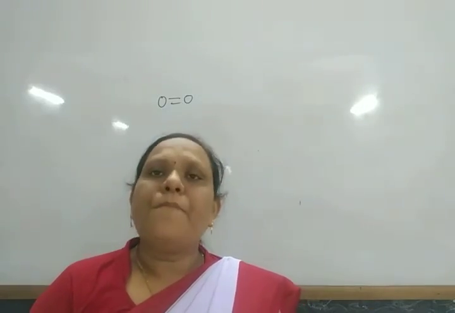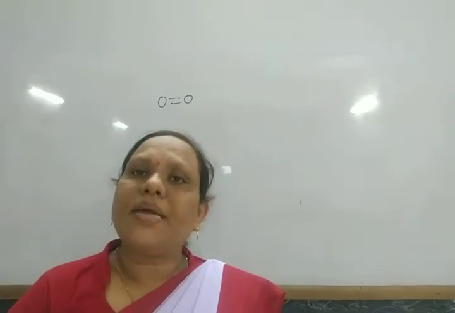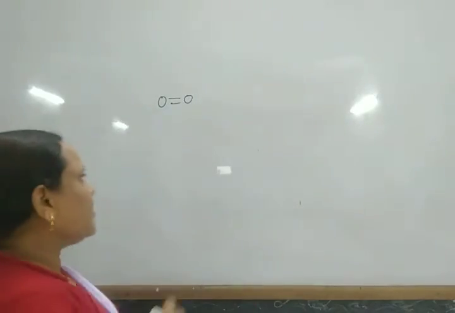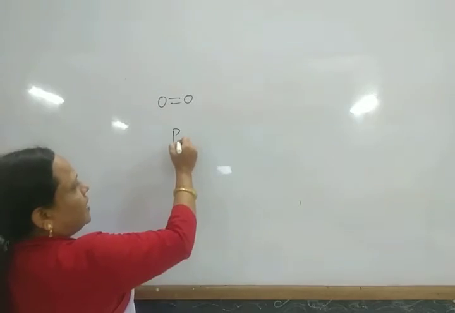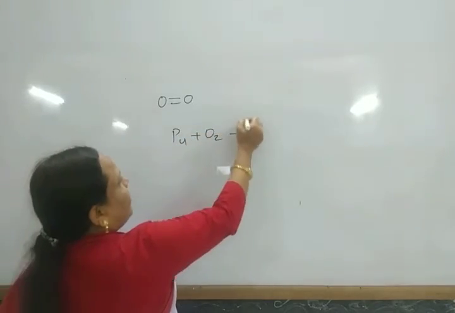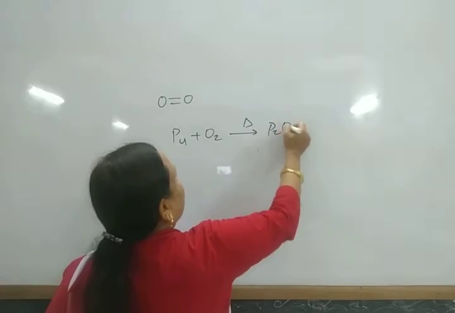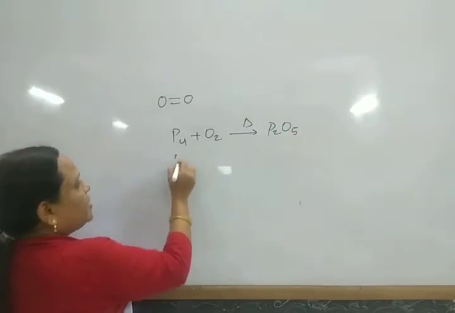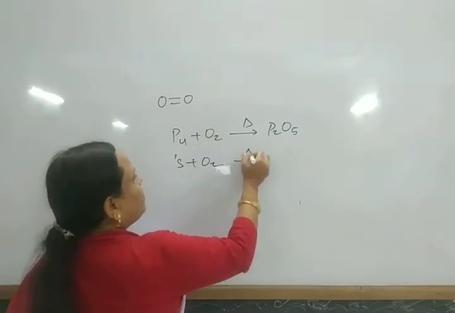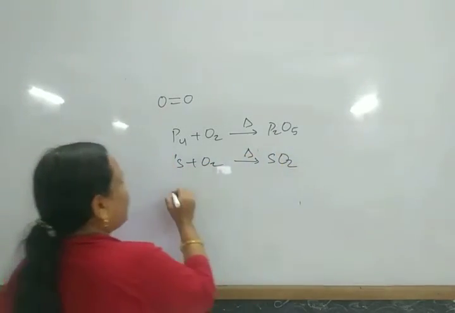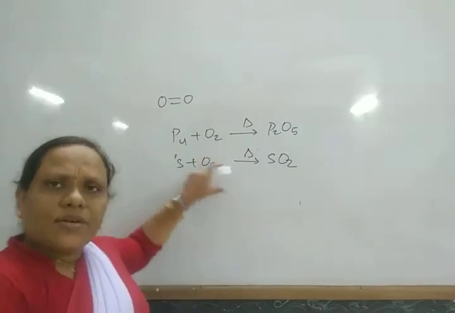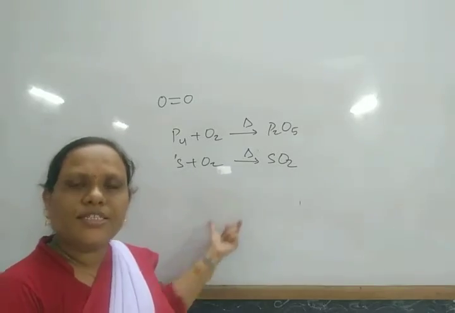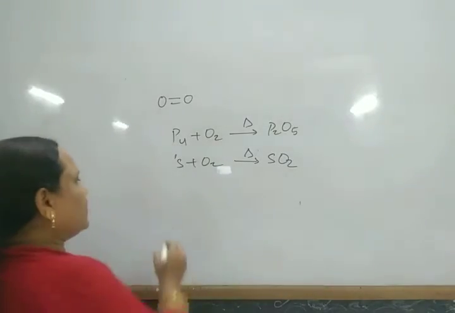oxygen reacts with metals, non-metals and metalloids to form the corresponding oxides, such as when it is heated with non-metals like phosphorus, then it forms phosphorus pentoxide. Similarly, when oxygen is heated with sulfur, it forms sulfur dioxide. So when heated, it reacts with all metals, non-metals and metalloids to form the corresponding oxides.